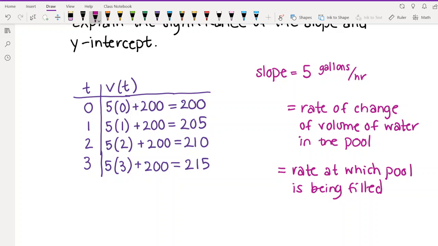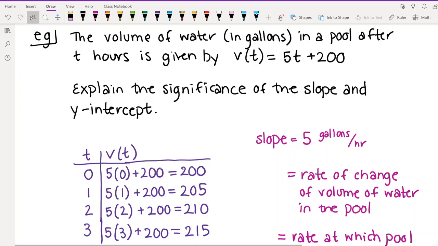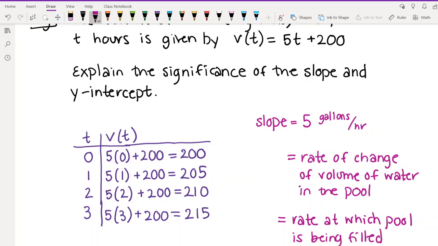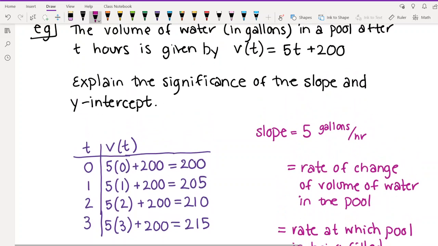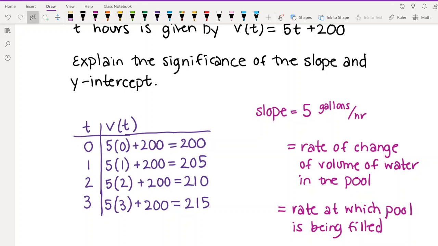By the way, how would you know that the units for the slope would be gallons per hour? Well, remember that slope is supposed to be a change in your output over a change in your input. The output represents the number of gallons in the pool, so the units of the vertical change would be gallons, and that's why gallons ends up in the numerator. The units of the change in time would be hours. So we end up with gallons per hour. The slope basically just tells us the rate of change, how much this quantity is changing.